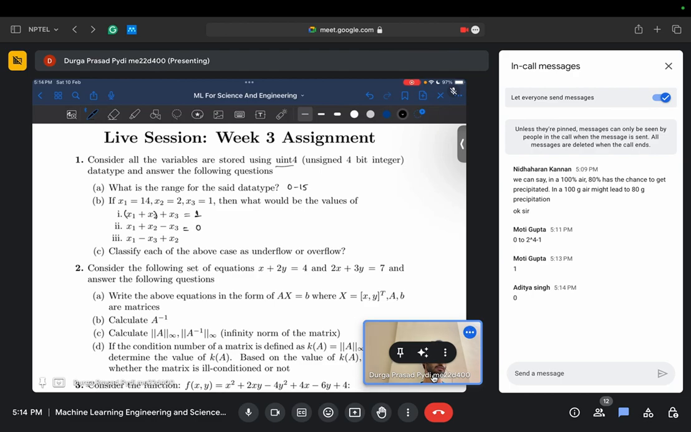Zero. Why do you think it is 0? Okay, 0 or 15? Can it be not 15? So x1 plus x2 is still the same. So 14 plus 2, 16 will become 0.